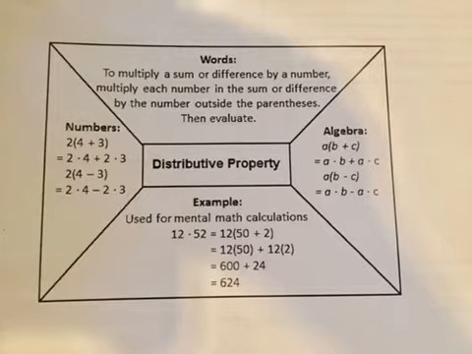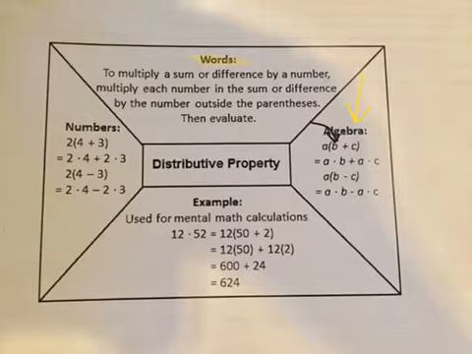So let's start with really looking up here at the definition in words, okay? So it means to multiply a sum or difference by a number. You multiply each number in the sum and difference by the number outside of the parentheses. So if you look over here at the algebra section of it, you should be able to see you've got a pair of parentheses with B and C being added together, and A is outside the parentheses. Notice that there is not an operation right in between the parentheses and the A.